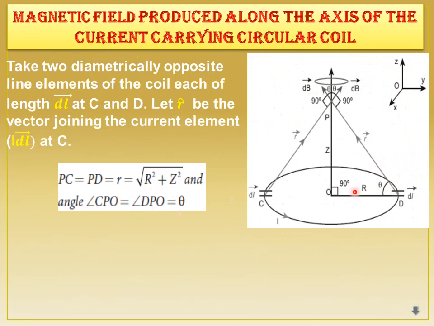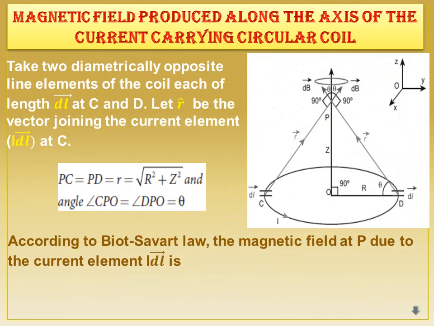As per the cosine law, R square plus Z square is equal to small r square. While taking the square, you put a root on the opposite side, so r is equal to root of R square plus Z square, and angle CPO is equal to angle DPO, and altogether it is equal to theta. According to Biot-Savart law, the magnetic field at P due to the current element I dl is dB is equal to mu naught by 4 pi I dl into r cap divided by r square.